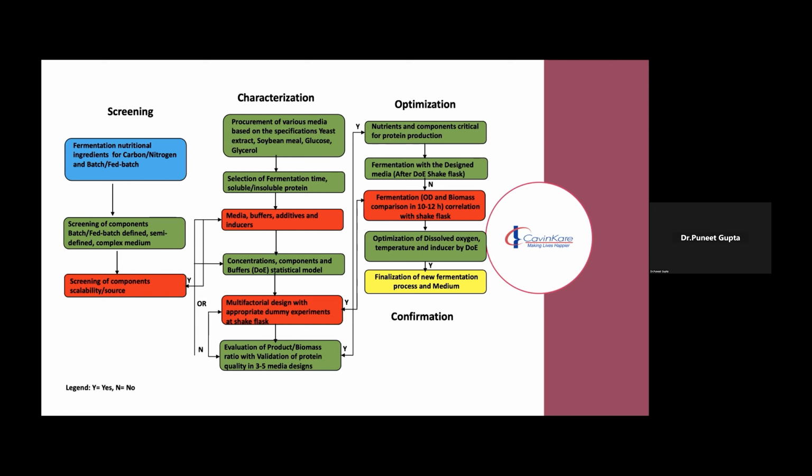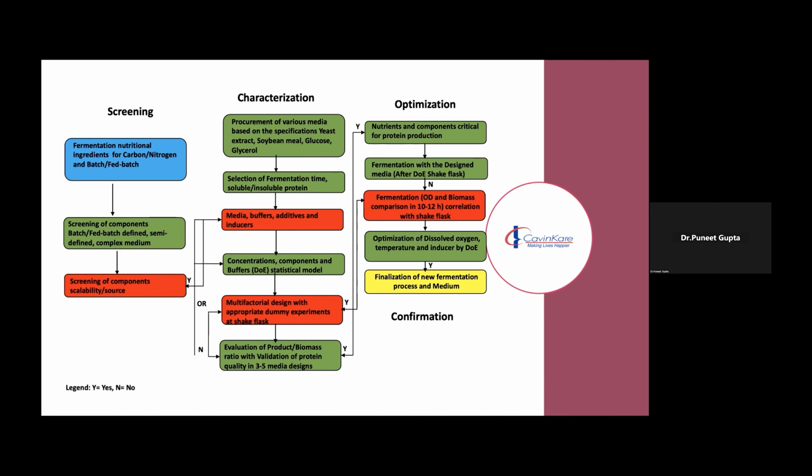Then simultaneously you need to do characterization of the various processes by defining different amounts of nutrients, and the time for fermentation. When you go for fermentation, you need to find out whether you're getting the outcome as a soluble or insoluble protein. Mostly people prefer getting a soluble protein, because refolding is a difficult process and requires larger volumes to be processed.